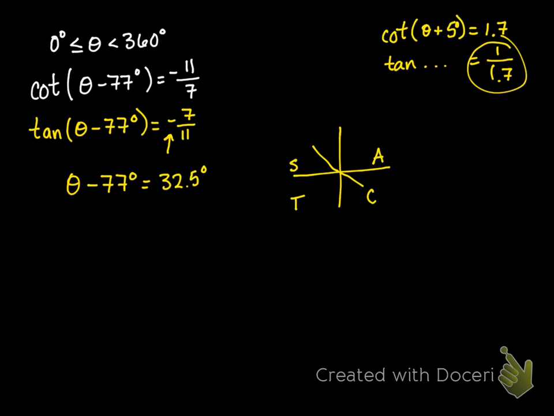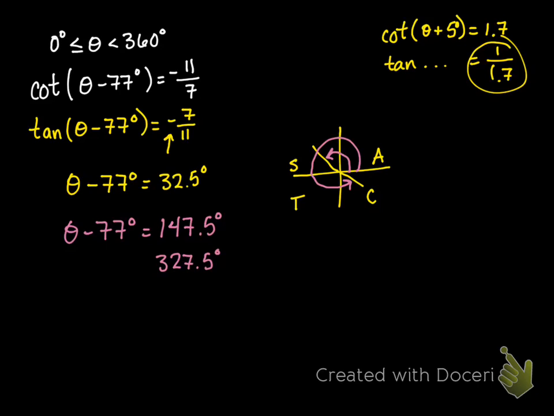I'm going to switch colors here just to keep some things straight. Okay, we've got an angle there, another angle right there. So now we actually need to figure out what those angles would be. So we want theta minus 77 degrees. 180 minus 32.5 is 147.5 degrees. And then we also need one in the fourth quadrant, so we'll go 360 minus 32.5. We get 327.5 degrees.